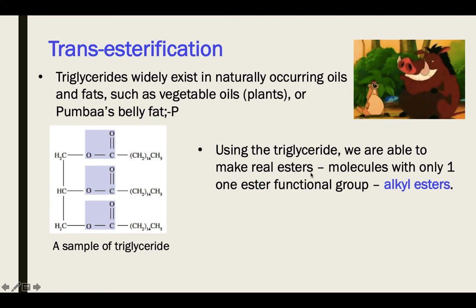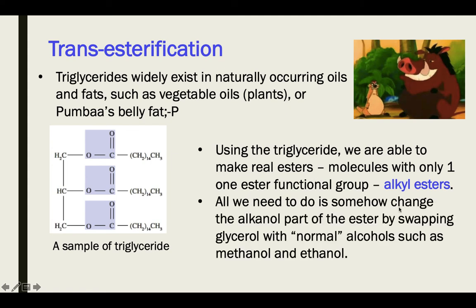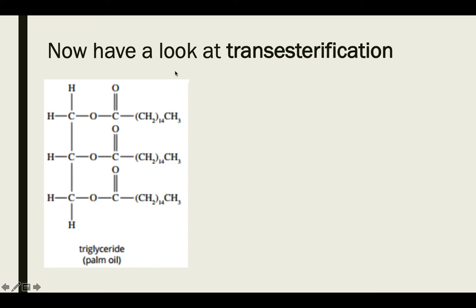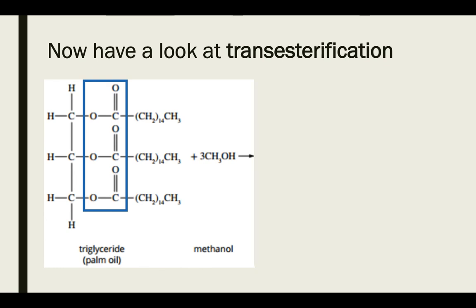That is our biodiesel. Okay, so all we need to do is we want to somehow cut this glycerol part off, and replace it with 3 methanol. Okay, here, have a look at transesterification. We have a triglyceride molecule, the ingredient of which could be palm oil, it could be basically any cooking oils. Yeah, we have them in those oils, and we add, here is your ester functional group, and we add 3 molecules of methanol in it.